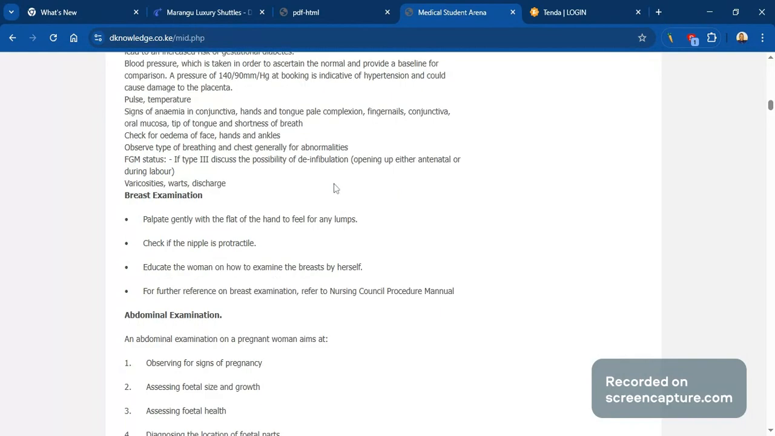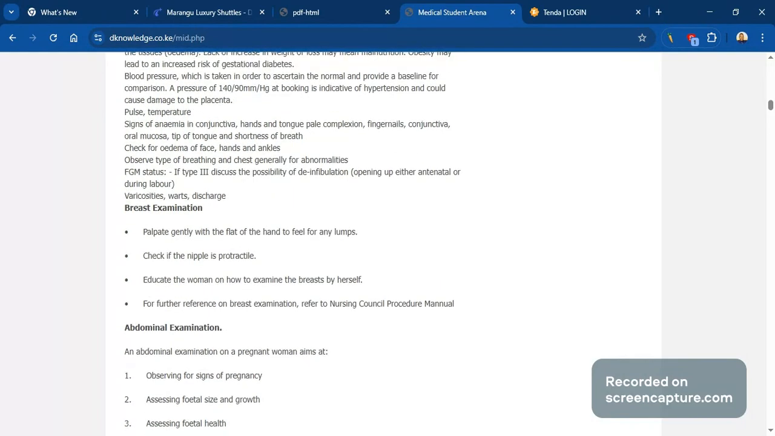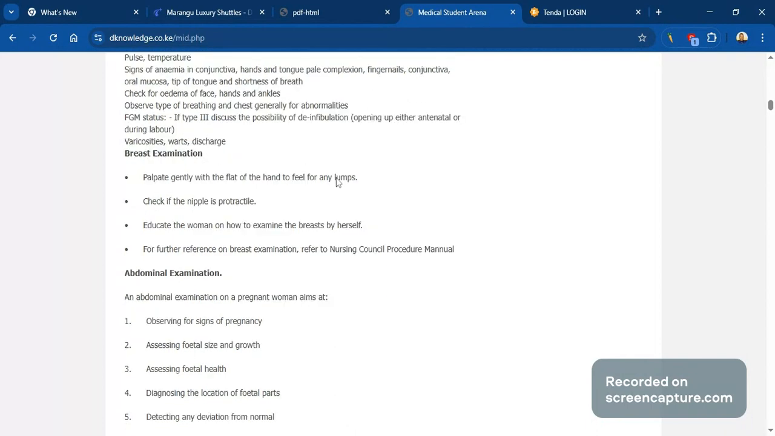Palpate gently with the flat of the hand to feel for any lumps. Check if the nipple is what we call protractile. Then you need to educate the woman on how to examine her breast by herself. For further reference on breast examination, we'll talk on that. But if you're a nurse, you can go to the nursing council procedure manual, and you get that.